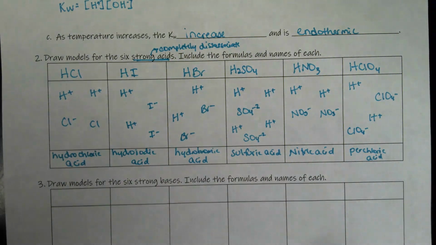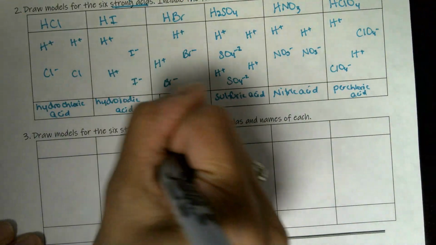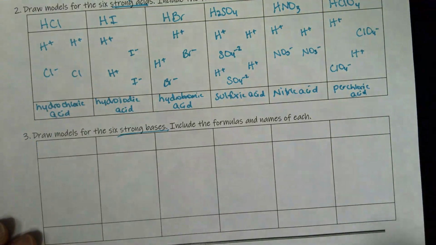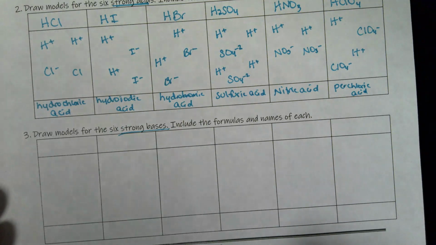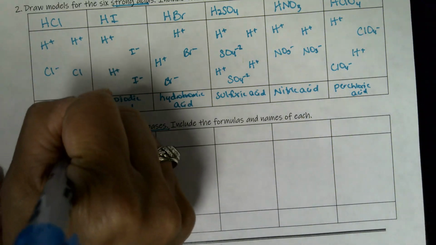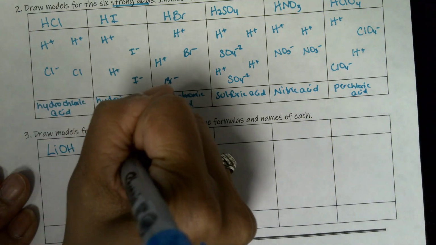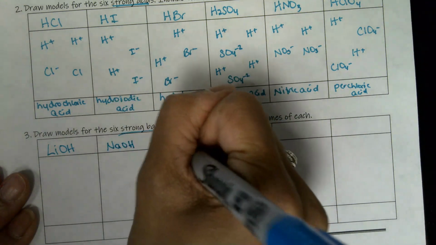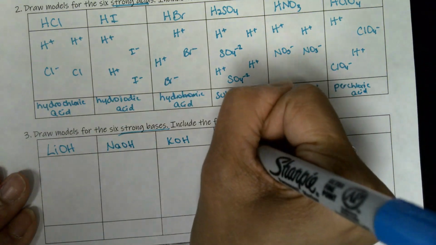Next we'll go over to our strong bases. There are also 6 of these, but these actually might be even easier to remember. These are our group 1 and group 2 ions combined with OH ions or hydroxides. So we have LiOH, NaOH, KOH, RbOH.